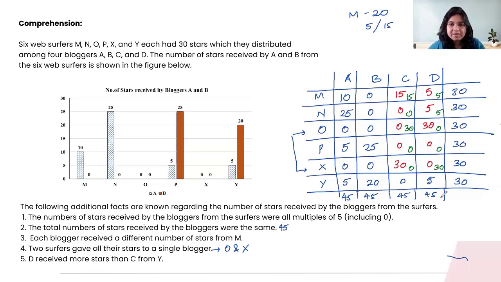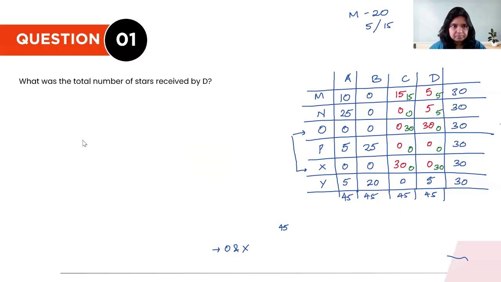But we've taken care of everyone's stars now, and now we can go ahead with the questions to answer them. Question number 1 is, what was the total number of stars received by D? So the total number of stars received by D, the answer is 45. So my answer here is clearly 45 stars.